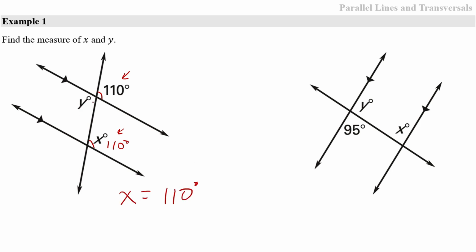And then if you look at y, there's 2 ways of thinking about this here. Okay, well, one thing we know is that vertical angles are equal. So because y is a vertical angle to 110, then it's going to be equal to the 110. Okay, so that's your answer there.